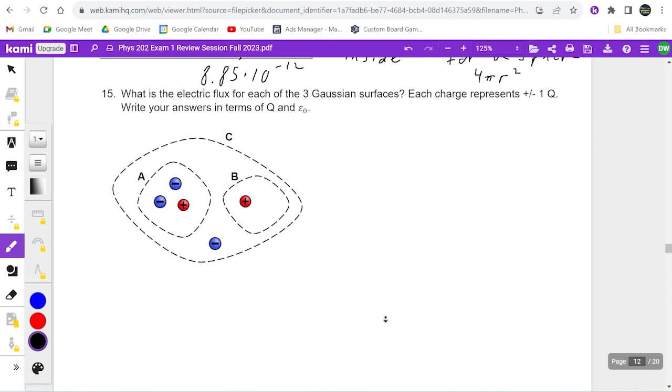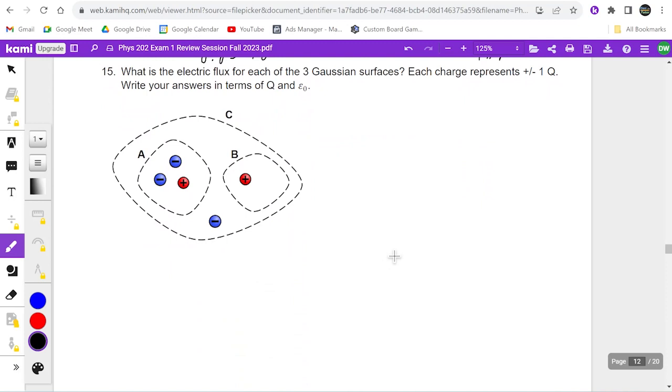Number 15. What is the electric flux for each of the 3 Gaussian surfaces? Each charge represents plus or minus 1 Q. Write your answer in terms of Q and epsilon naught. So this is Gauss's law. We have these Gaussian surfaces and we need the electric flux. Remember, there's 2 possible equations you can use. One is E times A. The other is charge enclosed over epsilon naught. We don't need both for this problem.